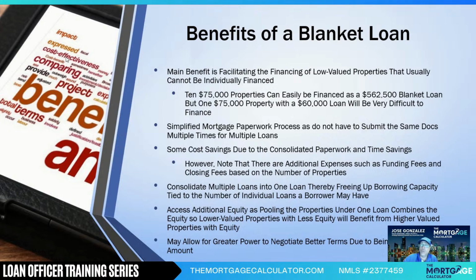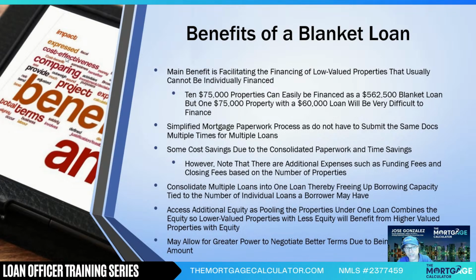So this is why, if you're not going to remember anything from tonight, remember that the main benefit for the blanket loan is facilitating the financing of low valued properties that usually cannot be individually financed, right? What is the next benefit? Well, simplified mortgage paperwork, as a borrower does not have to submit the same documents multiple times for multiple loans, right?